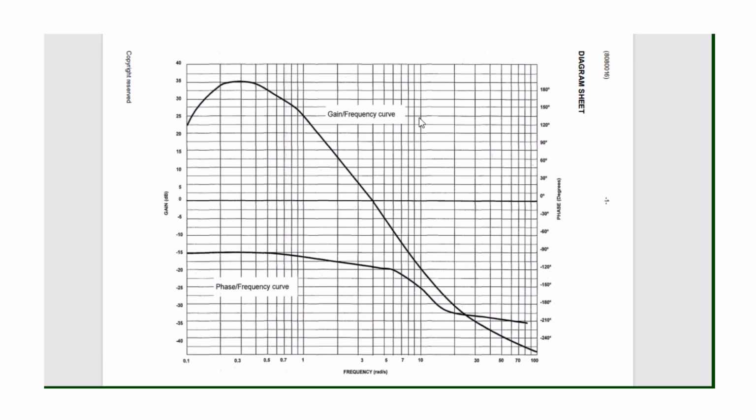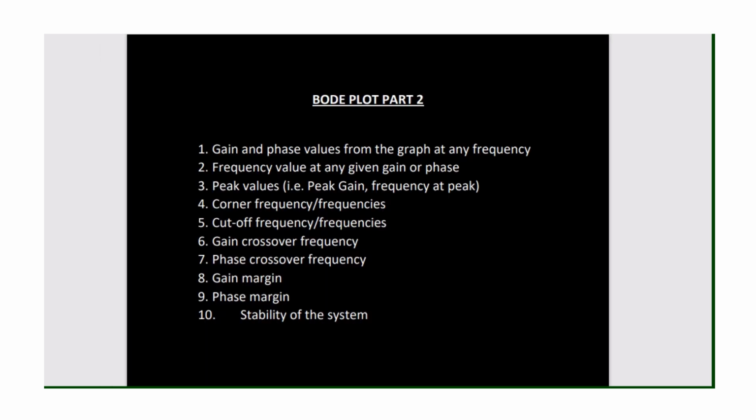And another thing, they can also ask you to give frequency. Let's say they ask you, give us frequency when gain is 0 decibels. So you go to your gain when it's 0, you come here, you check the corresponding frequency. It looks like it's between 3 and 5, which is 4 rad per second. For phase also, let's say the phase is minus 90, go to minus 90, it's somewhere there between 0.5 and 0.7. So that's point number 1 and number 2.